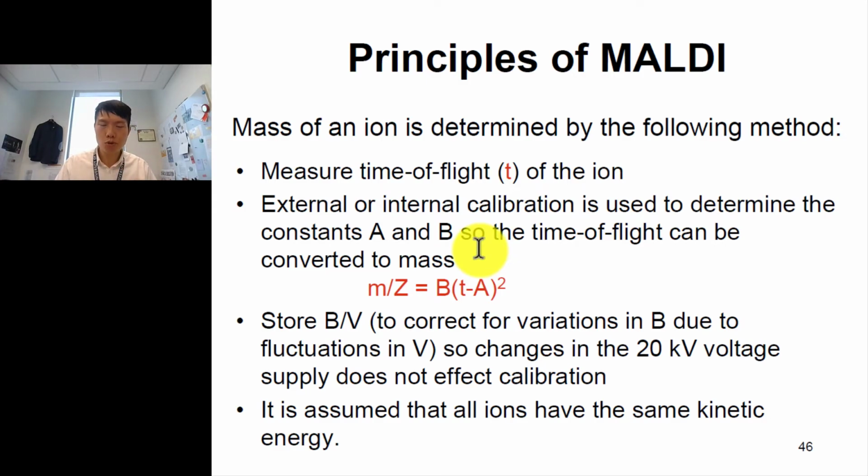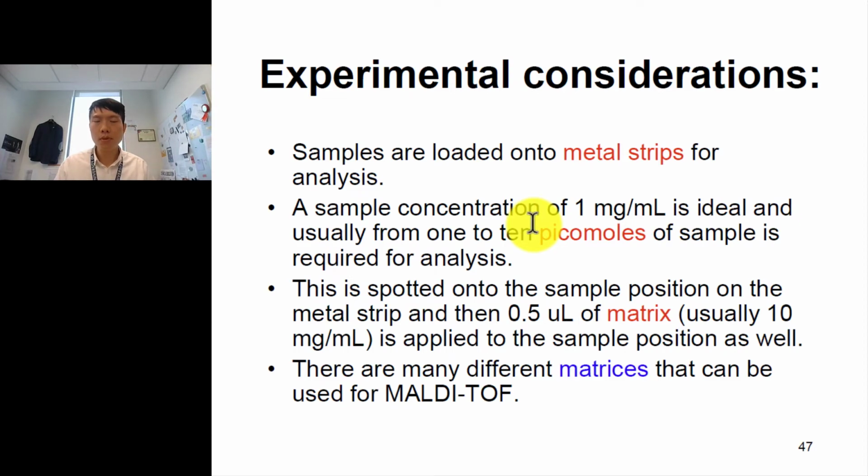Okay, again, assumptions. What are some considerations? The samples are all loaded onto a metal strip for analysis. Just now you saw the high throughput, different positions. And a sample concentration of 1 milligram per ml is the best, not too concentrated. And it's usually 1 to 10 picomole of the sample required. Once again, if the concentration is too high, it might get very messy.